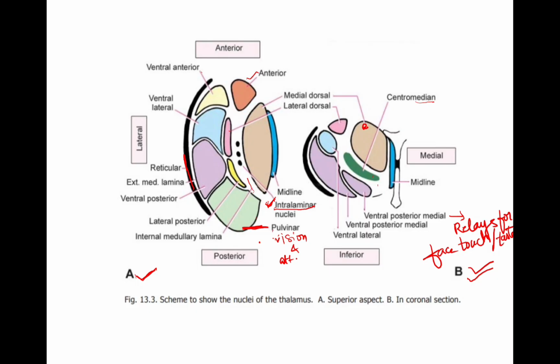Now the bottom line of this is, think of the thalamus as a bunch of small departments packed together. Each colored area has a specific job to do. One is for vision, one is for touch, movement, one is for memory, like that. The two views here show how those departments are arranged from the top versus from the front. So this is from the top and that is from the front. Superior aspect and coronal aspect.